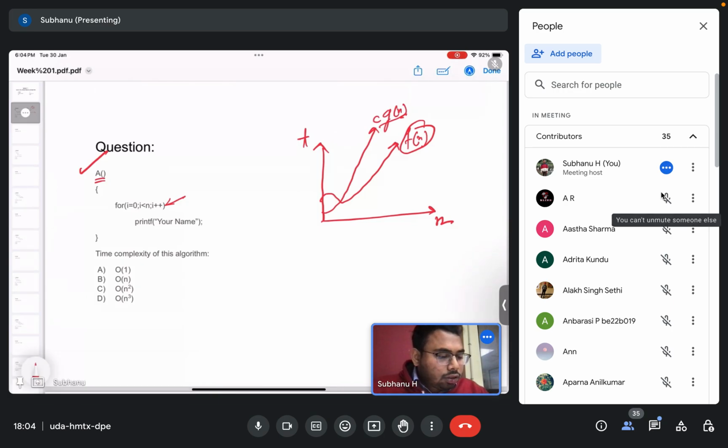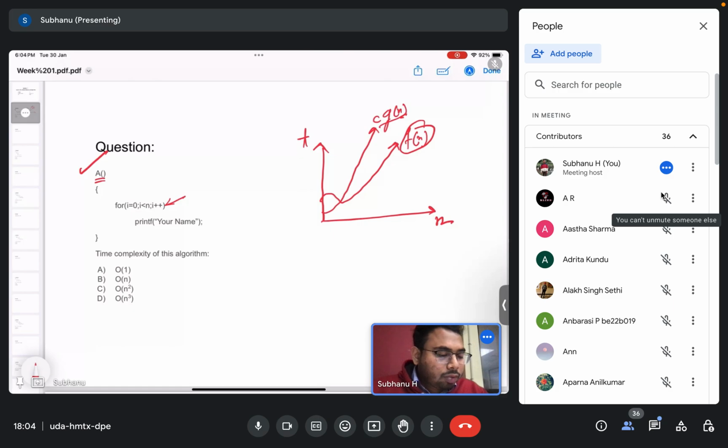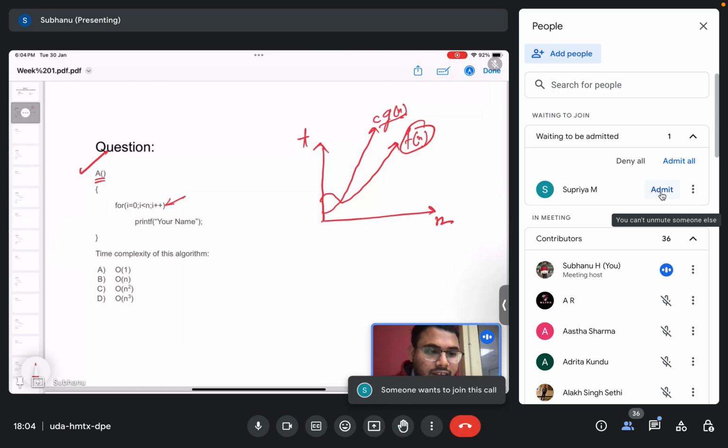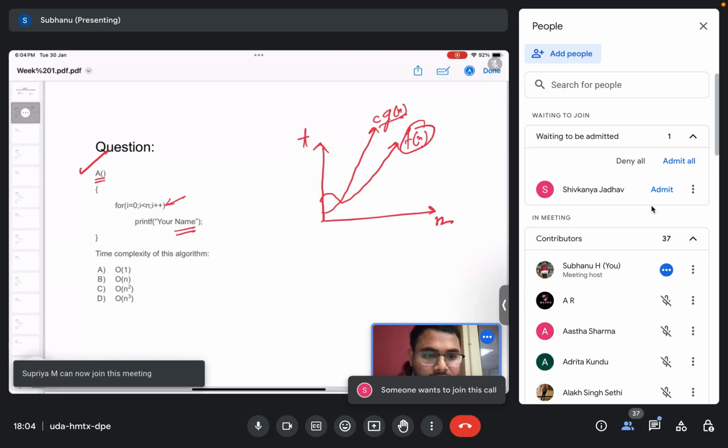This is not a specific language, C or C++. We have a general framework, and we will try to find out the time complexity of each part of the code. First, we have a for loop, and there is a print statement where you have to print your name. Can you tell me which answer will be the correct one? Please type in chat only.